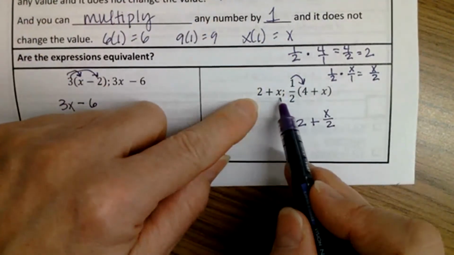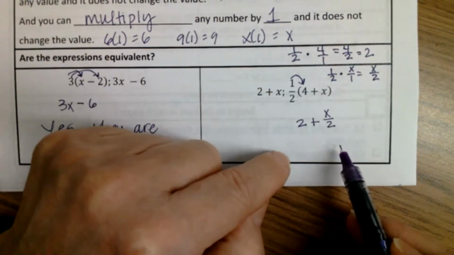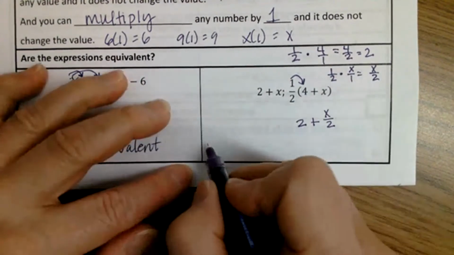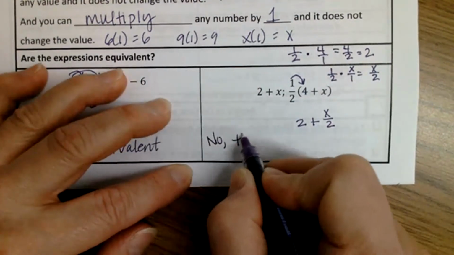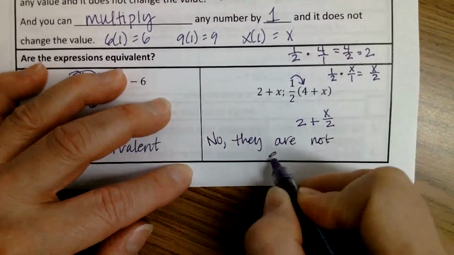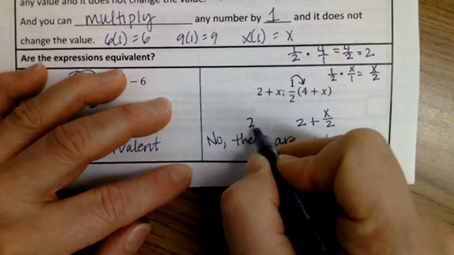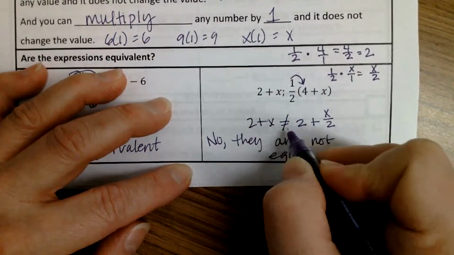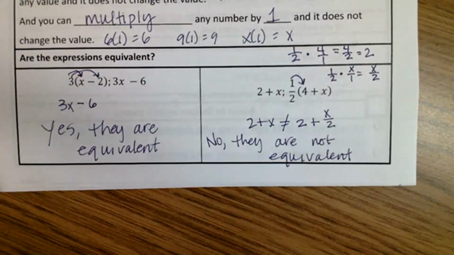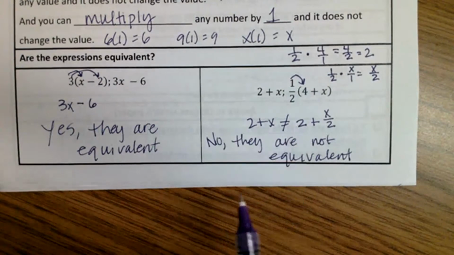Now, is 2 plus x the same as 2 plus x divided by 2? Are those the same? No, they are not. So no, they are not equivalent. So I would say 2 plus x is not equal to 2 plus x over 2. They're not equivalent. If you put an equal sign and then put a slash through it, that means not equal.